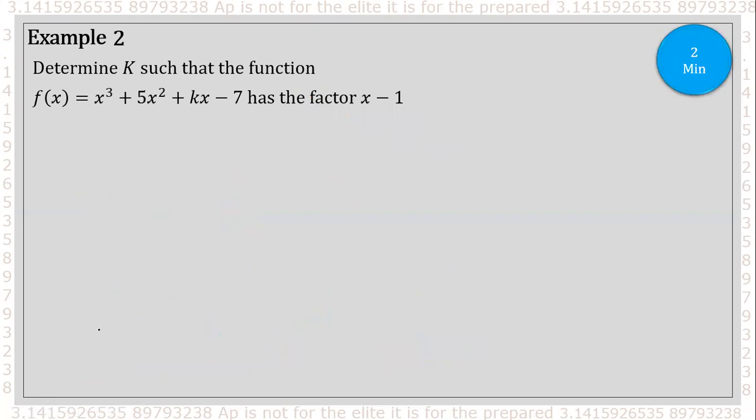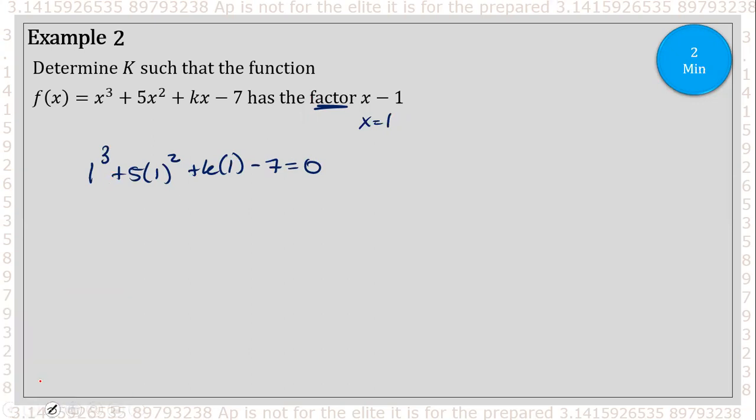So, alrighty, go ahead and do this example. Pause the video and give this one a try. Same exact thing. We are given that x minus 1 is a factor, so let x equal 1, and go ahead and find the value k. So pause the video and give this a try. Okay, so we have 1 cubed plus 5 times 1 squared plus k times 1 minus 7. And since it's a factor, the remainder must be 0, meaning this function must be 0 when x equals 1.